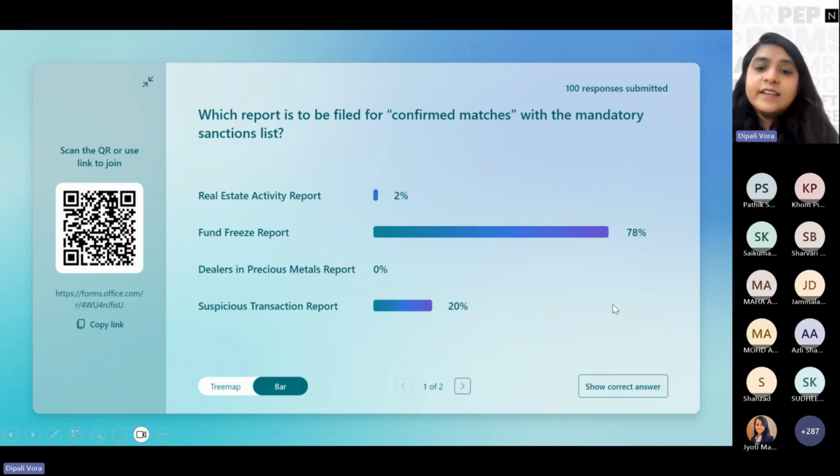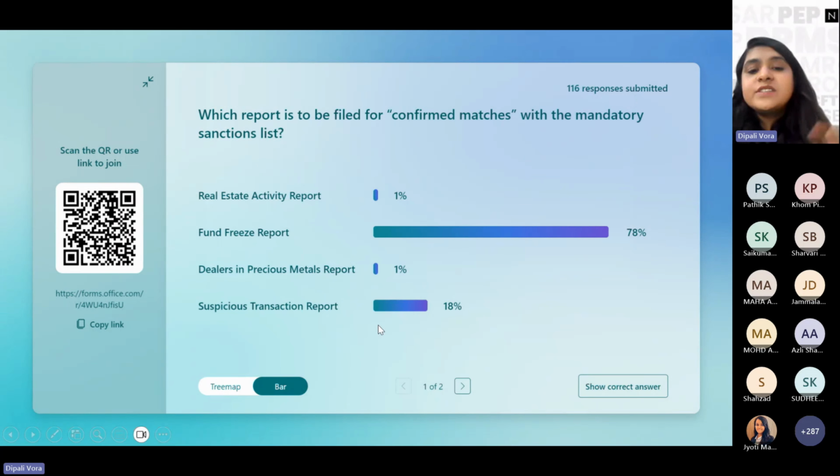Okay, I think there is some confusion with respect to the fund freeze report and the suspicious transaction report. Confirmed matches, as I said again: if you screen a person, say ABC, and that name is matching with the UNSC consolidated list or the UAE local terrorist list, which are the mandatory sanction lists, in such cases we are required to file a fund freeze report.